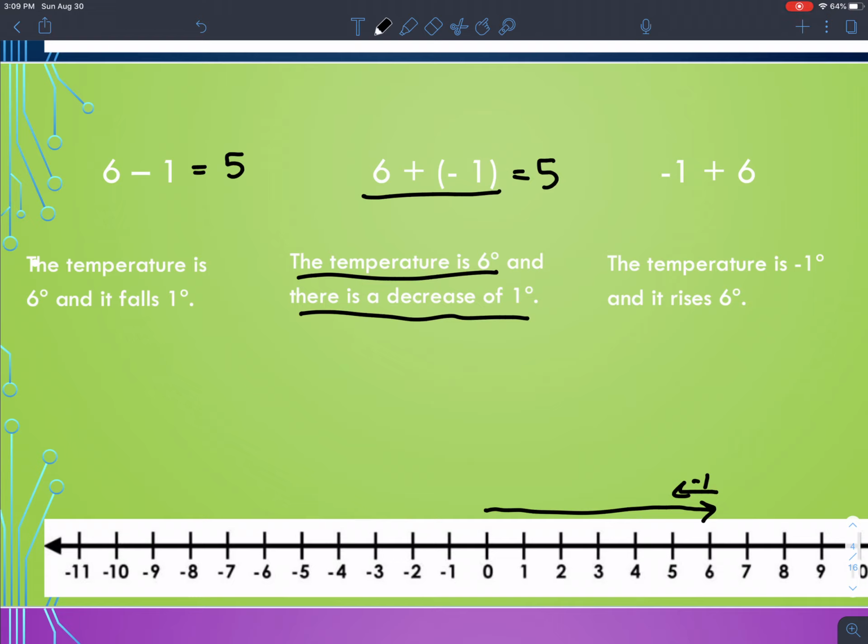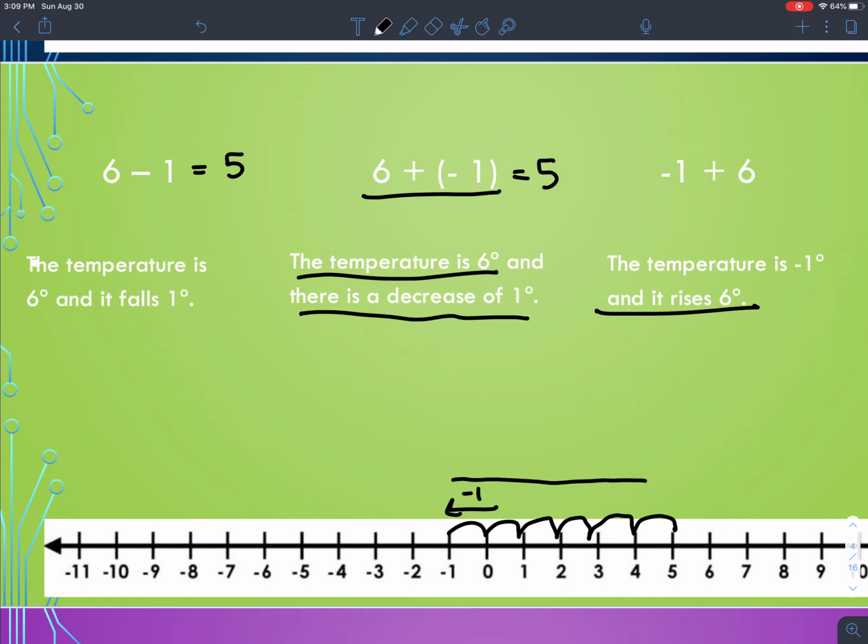Okay, and now for the third example, we have a little bit of a different scenario where we start at 0 and we go down 1 degree. And then we rise 6 degrees. So 1, 2, 3, 4, 5, 6, or up 6. For all three of these scenarios, we end up back at a temperature of 5 degrees.